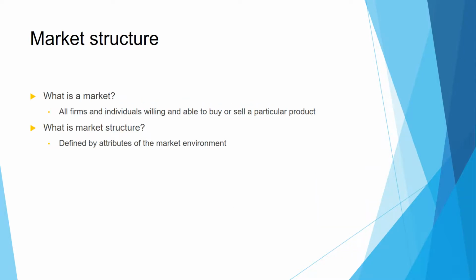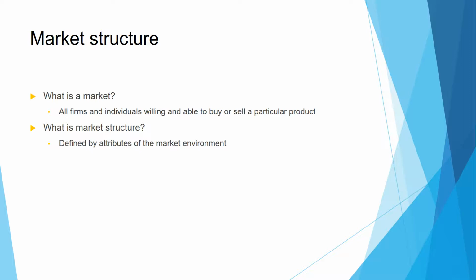So let's start with the definition of a market. What exactly is a market? A market is a medium where buyers and sellers interact, and buyers buy products that sellers want to sell. So all firms and individuals are willing and able to buy or sell a particular product.